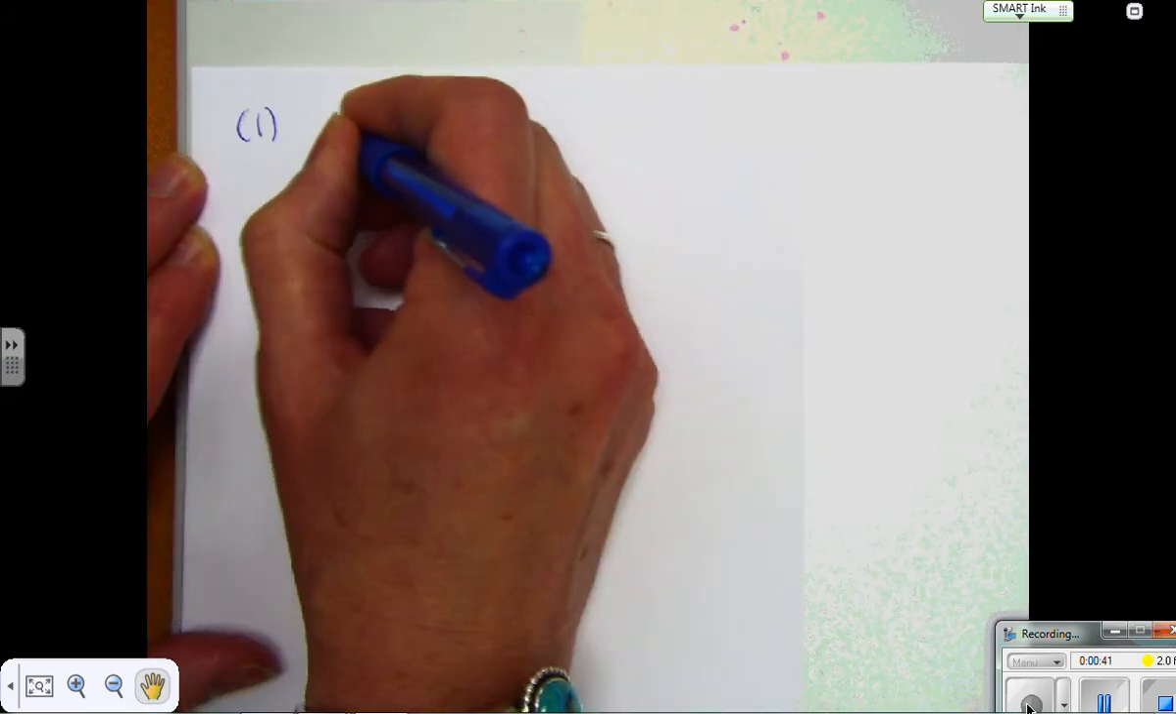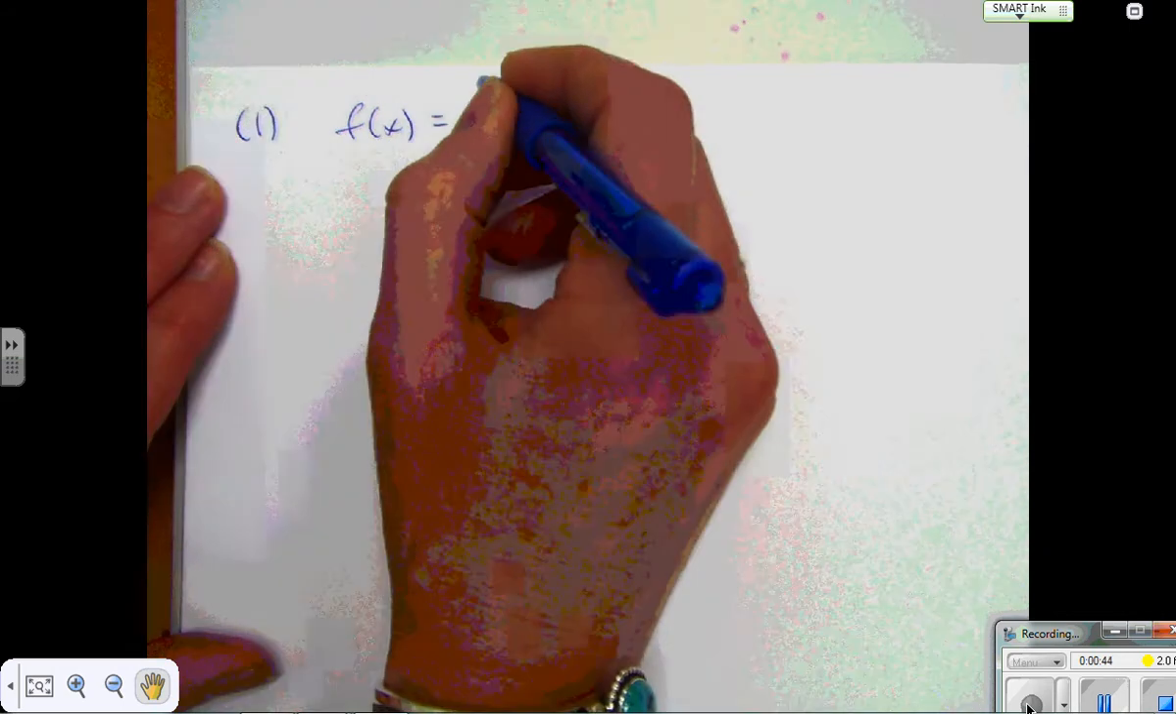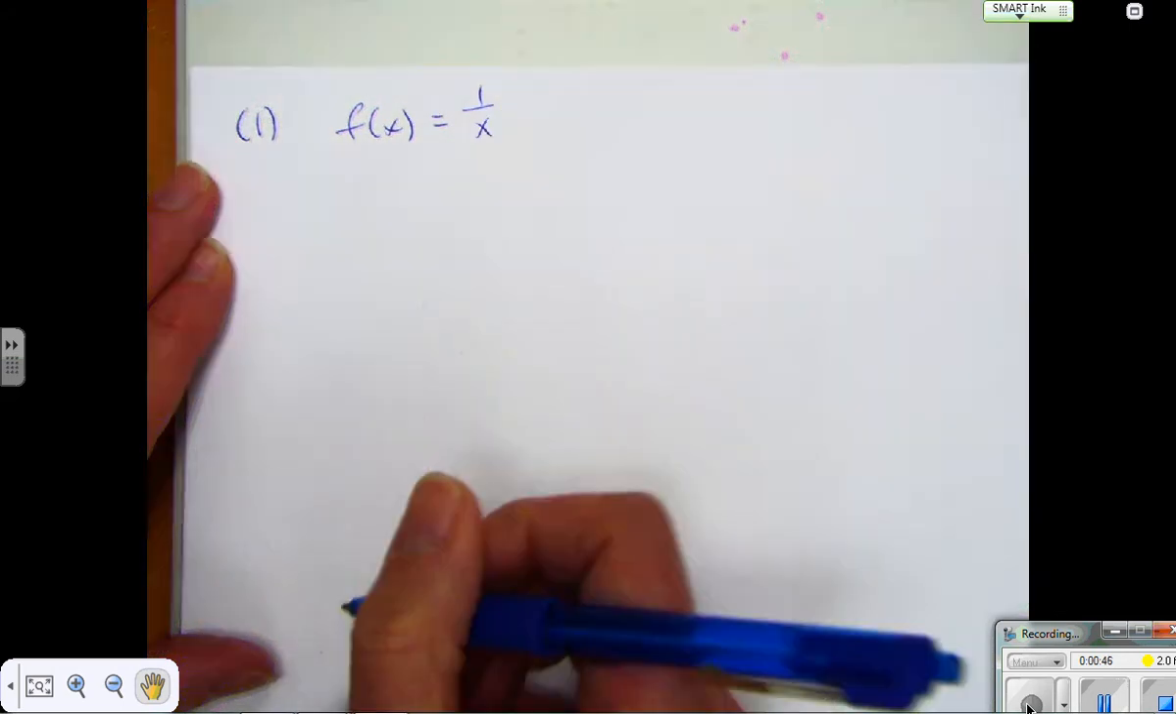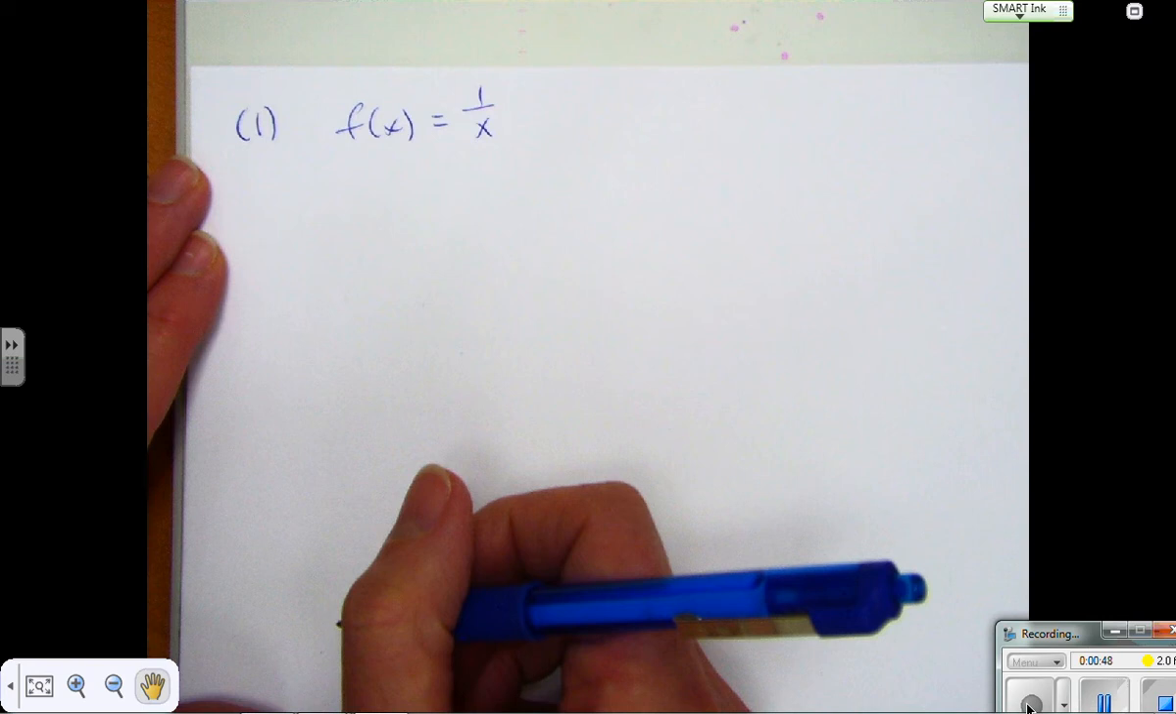So if you look down at the bottom of your notes, that is the first one. It's already graphed, but we're going to go ahead and go through how to graph it just so you can get an idea. Okay, so first of all, let's identify the asymptotes.